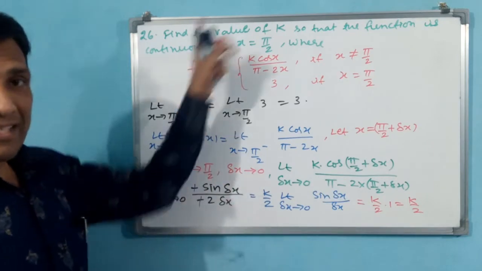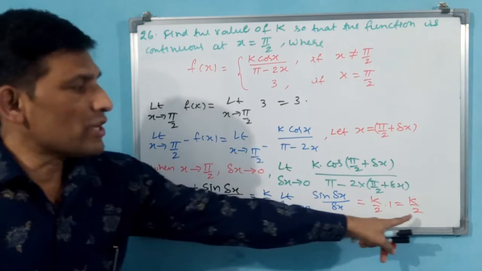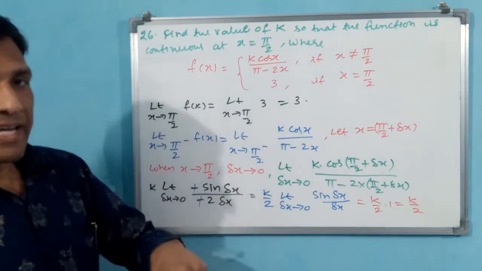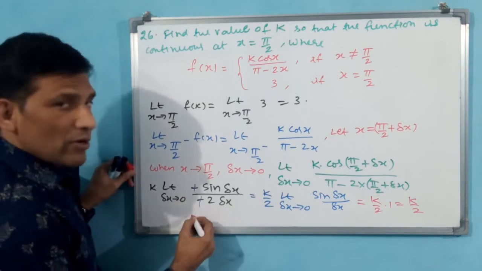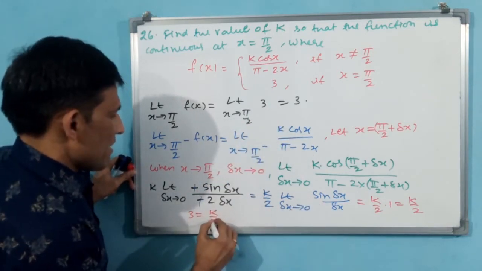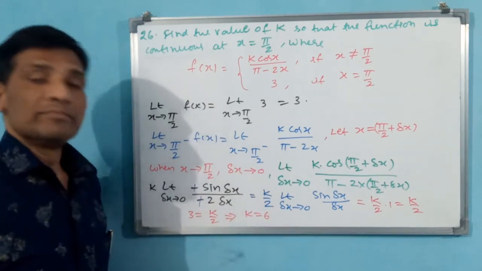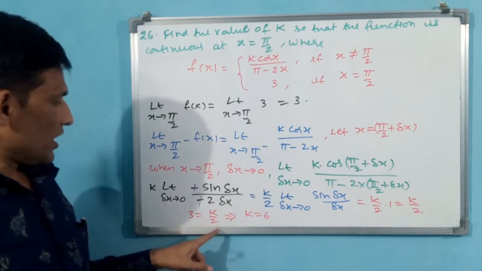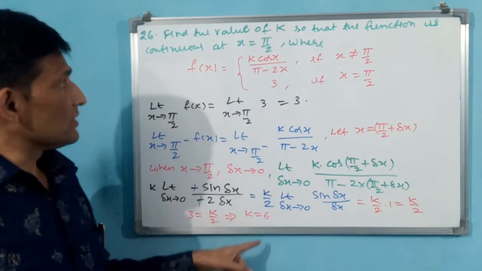Now you tell me, as this function is continuous already as given, then 3 is equal to k by 2. Why? Because left hand limit, right hand limit, main limit, all are equal. All are equal means what you are going to write? You are going to write like this. You see, 3 is equal to k by 2, which gives k is equal to 6. Is it correct? K by 2 means if you send this 2 this side, 6. K is equal to 6.